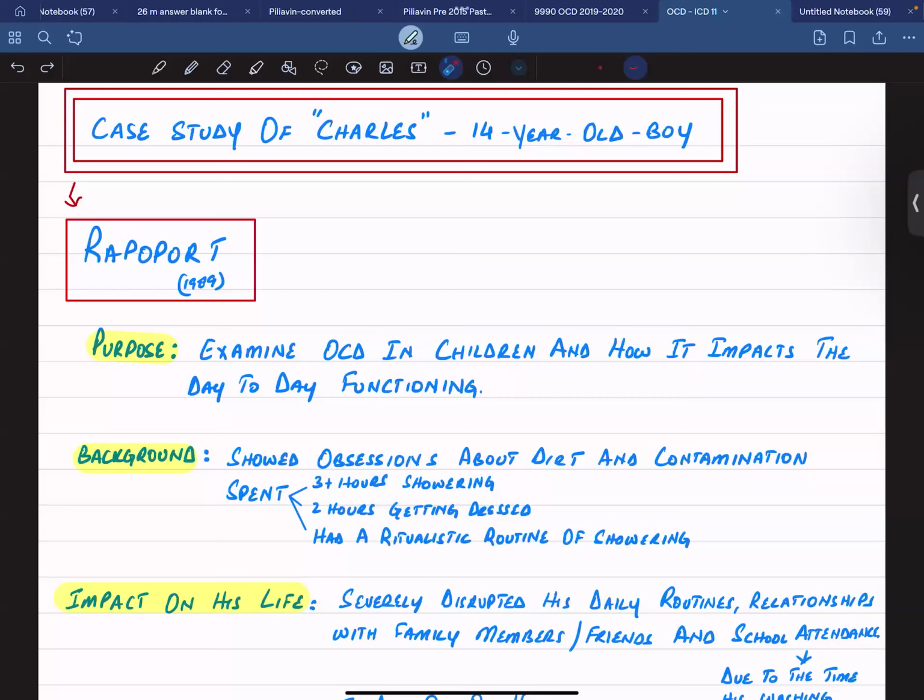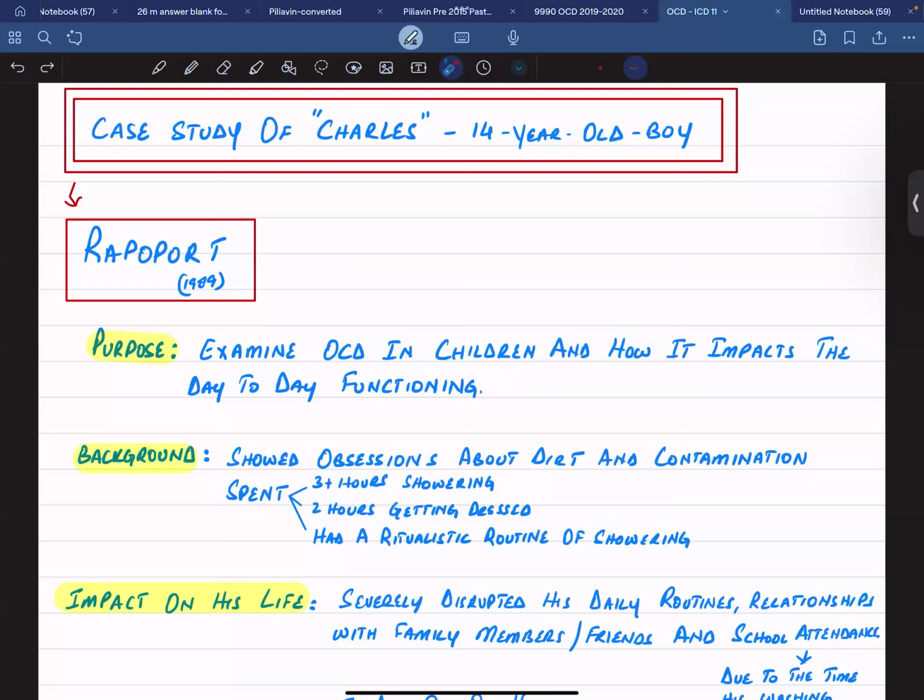When we're talking about a case study, we should remind ourselves that there are certain pros and cons associated with a case study which should not be ignored. So this case study was conducted by Rappaport on a young boy who was 14 years old, known as Charles. If we try to figure out the purpose behind this study, Rappaport was trying to examine obsessive compulsive disorder in children and how it impacted their day-to-day functioning.